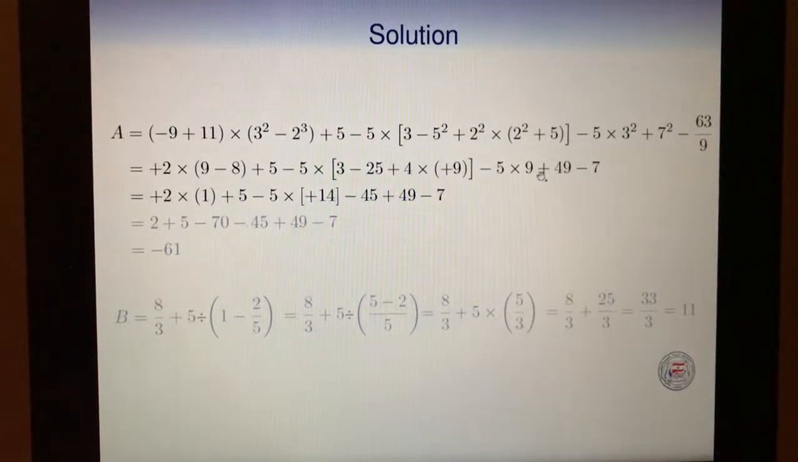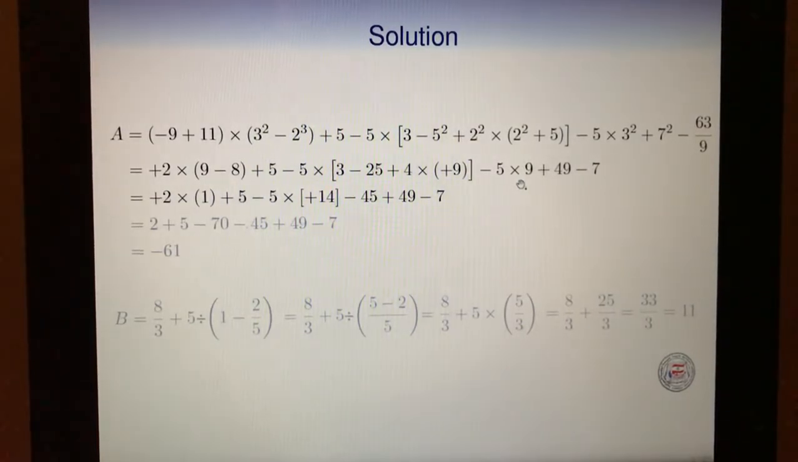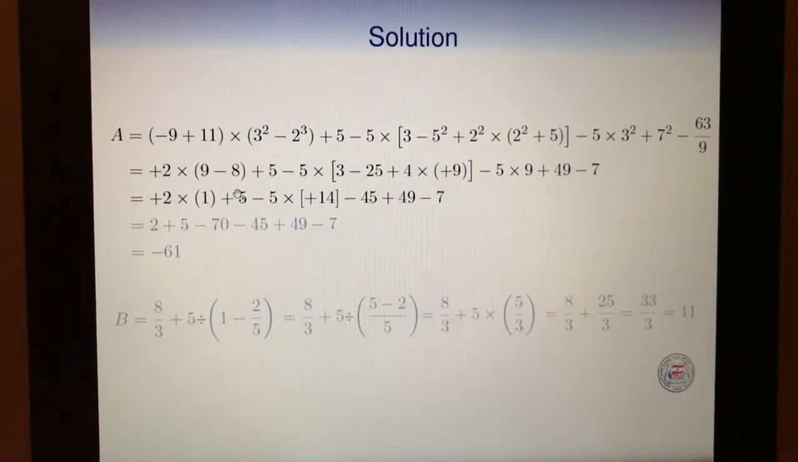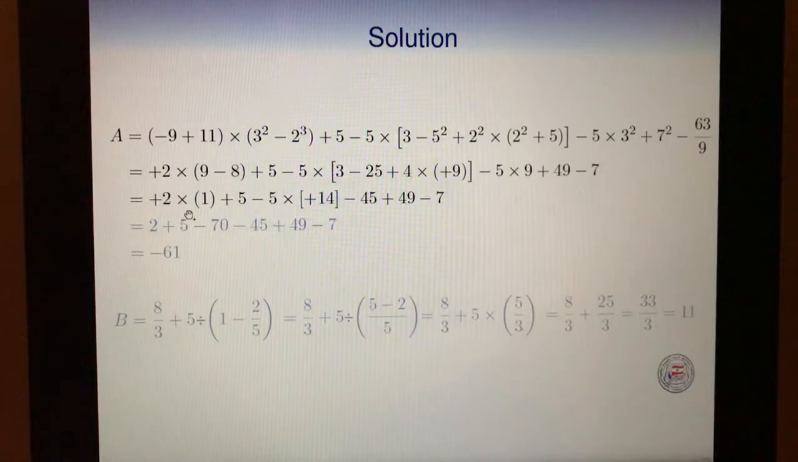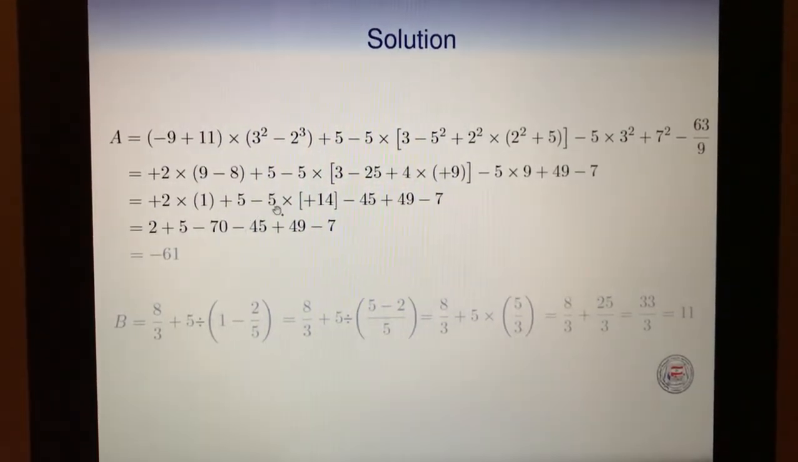Minus 5 times 9 plus 49, we do the multiplication. So minus 5 times 9 is minus 45, plus 49 minus 7. Now we have multiplication, addition and subtraction. So we do the multiplication first. 2 times 1 is 2. 5 minus 5 times plus 14.